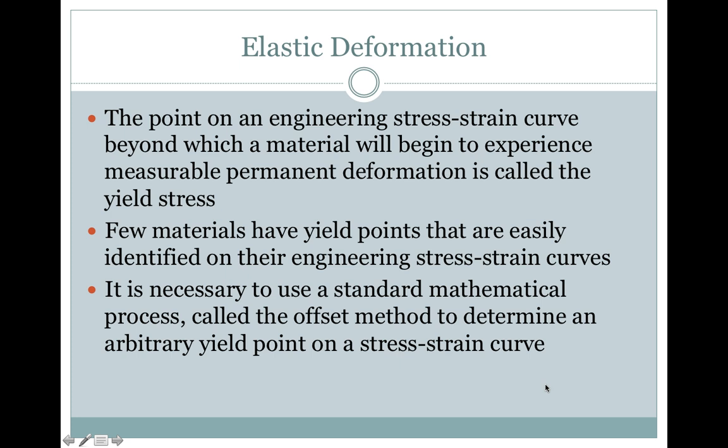The point on an engineering stress-strain curve beyond which a material will begin to experience measurable permanent deformation is called the yield stress. Few materials have yield stress points that are easily identified on their engineering stress-strain curves. It is necessary to use a standard mathematical process called the offset method to determine an arbitrary yield point on a stress-strain curve.